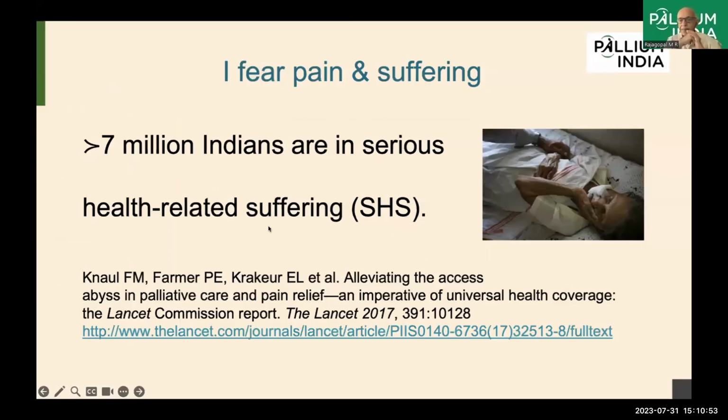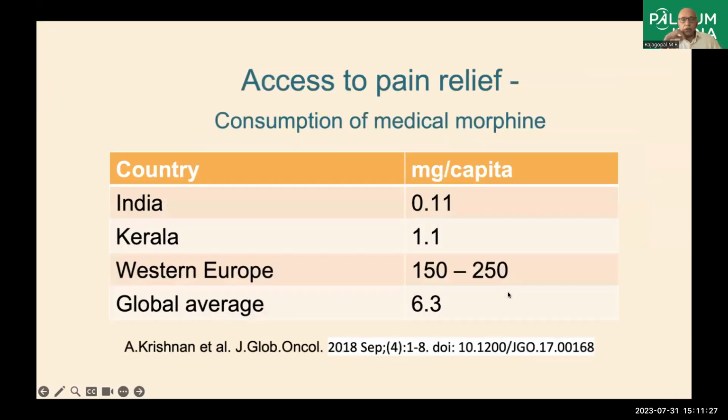7 to 10 million in serious health-related suffering in the country. The 7 million is the estimate of the Lancet Commission based on 20 health conditions. There are many others that cause suffering. The total number is likely to be closer to 10 million. And only less than 4% of them get at least basic pain relief, leave alone all aspects of healthcare. That's a sad state of affairs, which you are going to change.